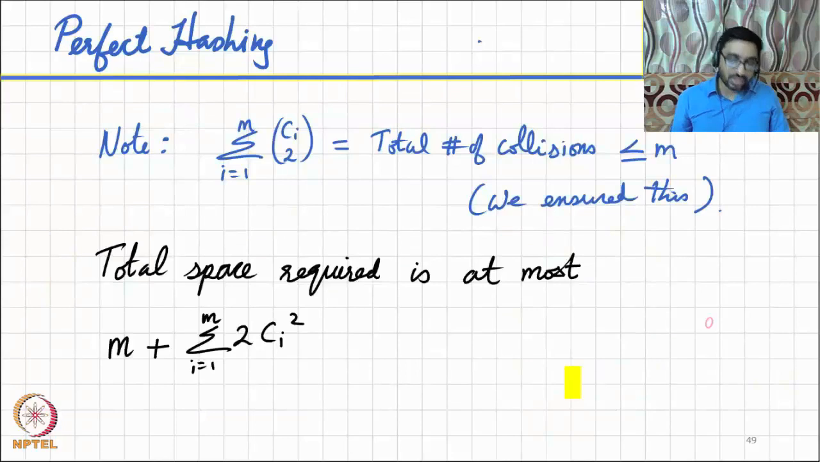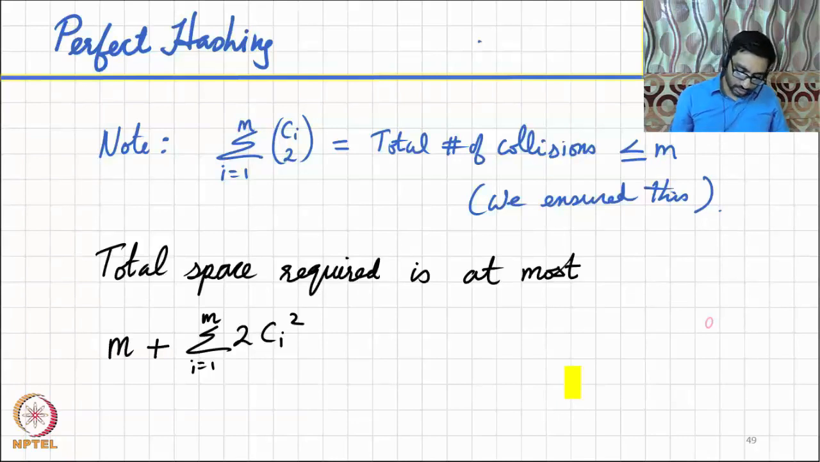The question is, what about the space required? Now the complication comes from the fact that in addition to the original hash table, at each location where there were multiple items that were hashed into, we took those items and we created separate tables for each one of them. And now many such tables could be created. So the question is to ensure that the total space that we have used to create all of those tables is at most O of m.